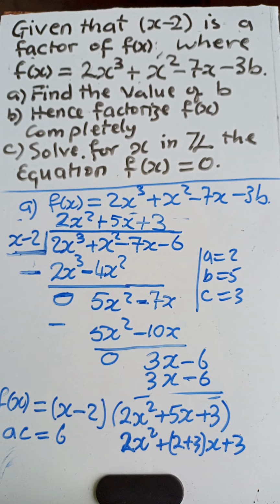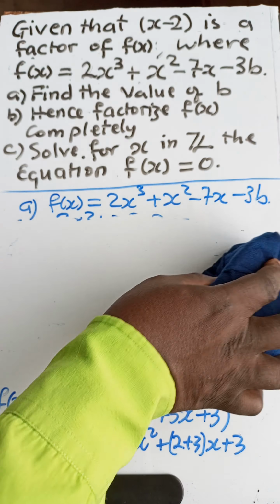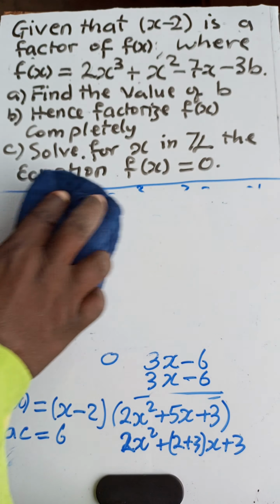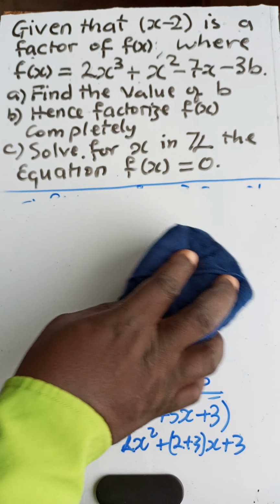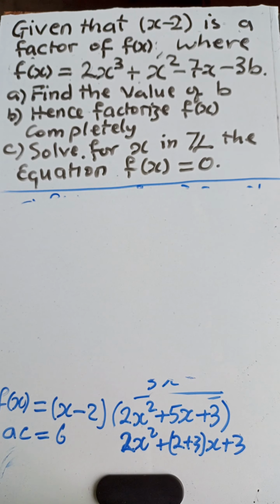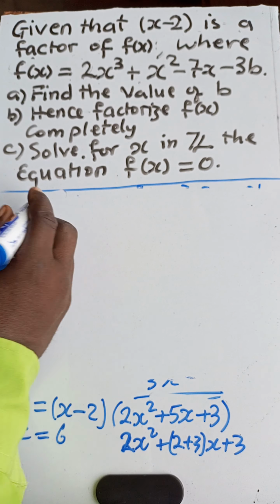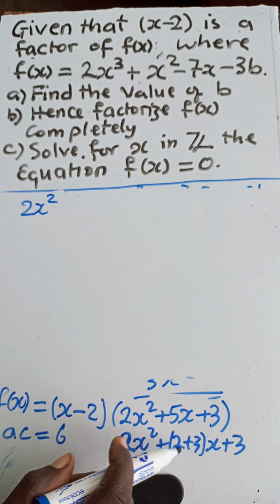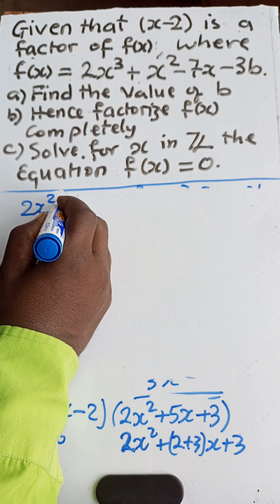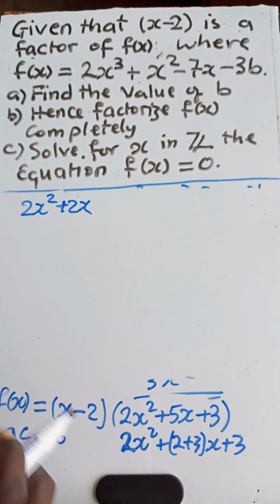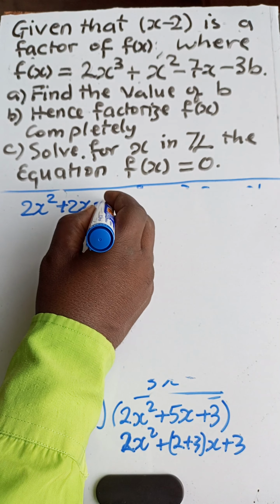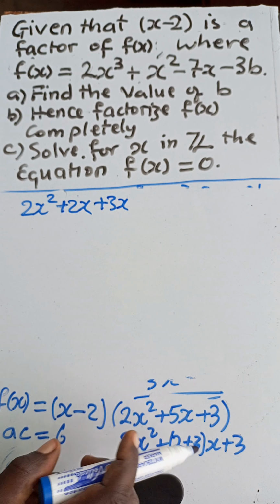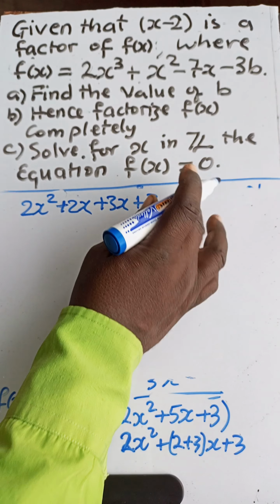All right, let's take it up again. There we have 2x squared. Let's open this bracket. 2x multiplied by x is 2x squared. 3 multiplied by x is 3x. So that 2x plus 3x gives us the same 5x. And then plus 3. Okay.